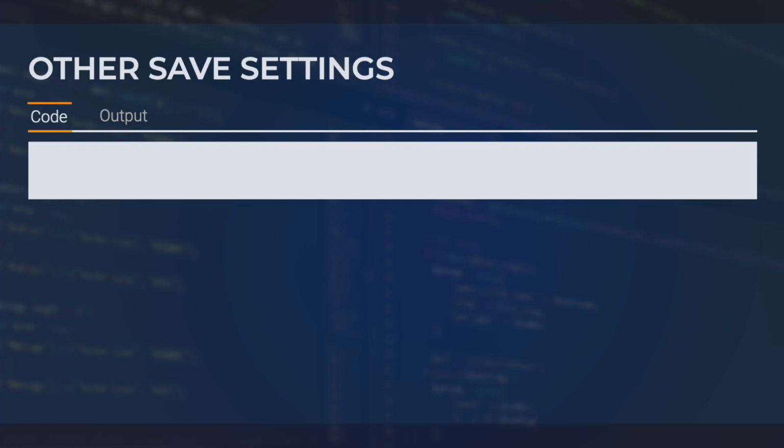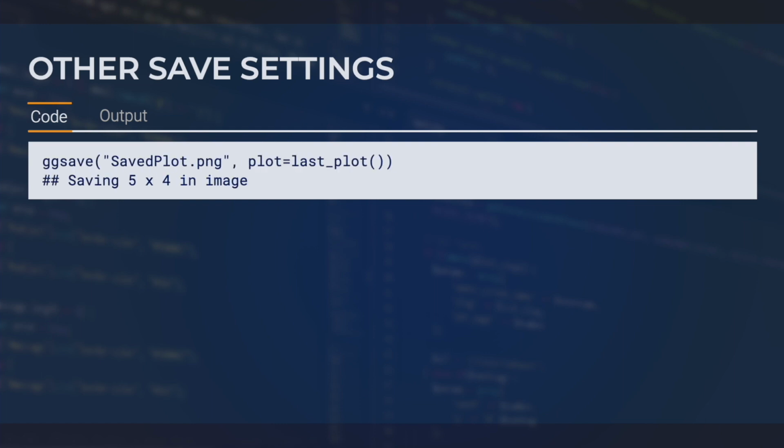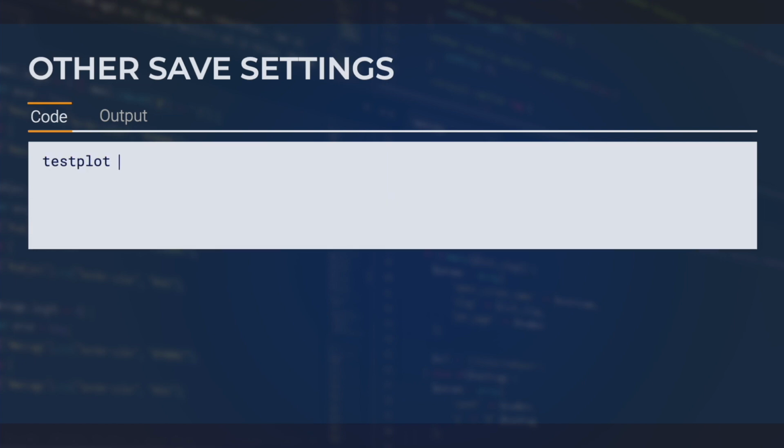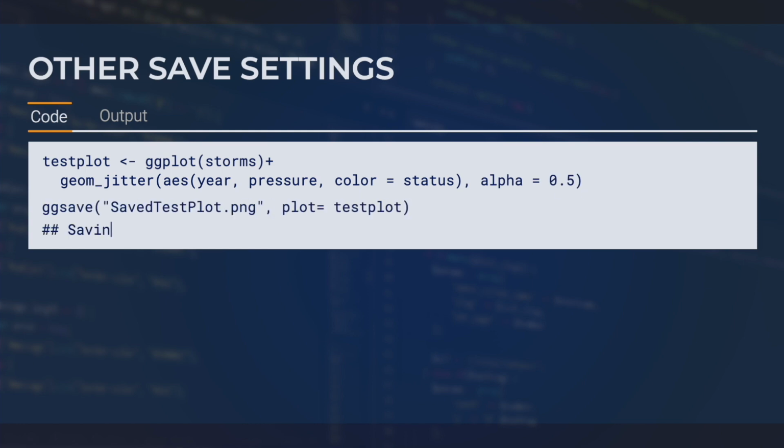Next, let's explore some of the other settings we can change, beginning with specifying the plot to save. The default setting is the last plot you plotted. That setting looks like this. If you have not saved a plot yet, an empty plot will be saved, but it will simply be a white box. However, let's see what happens when we set our plot to an object called testplot and then specify testplot in our ggsave function. Now, even if we make another plot, the plot saved will be our testplot, not the last plot plotted.